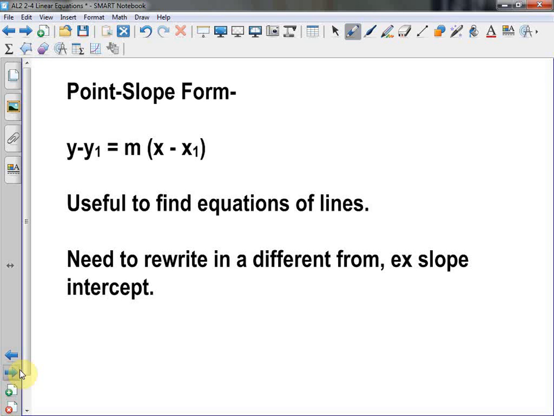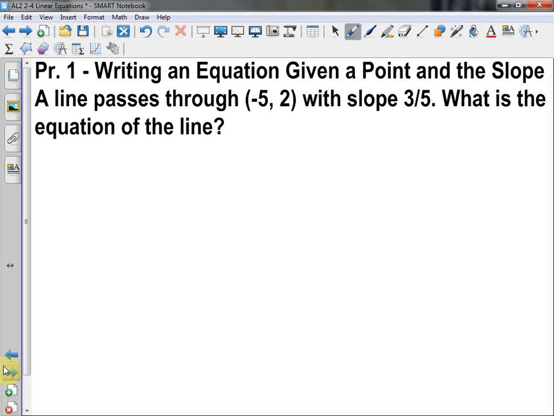All right. Do we have this down? All right, so here we're going to use point-slope form. It says we want to write an equation. It says the line passes through -5, 2 with slope of 3/5. What is the equation of the line?